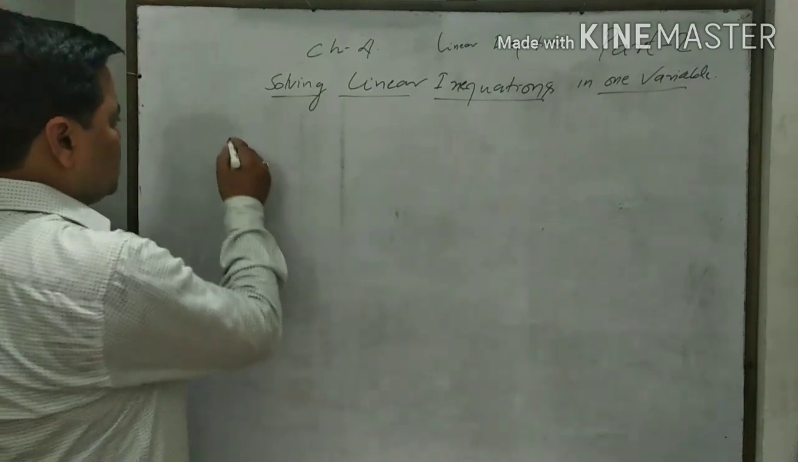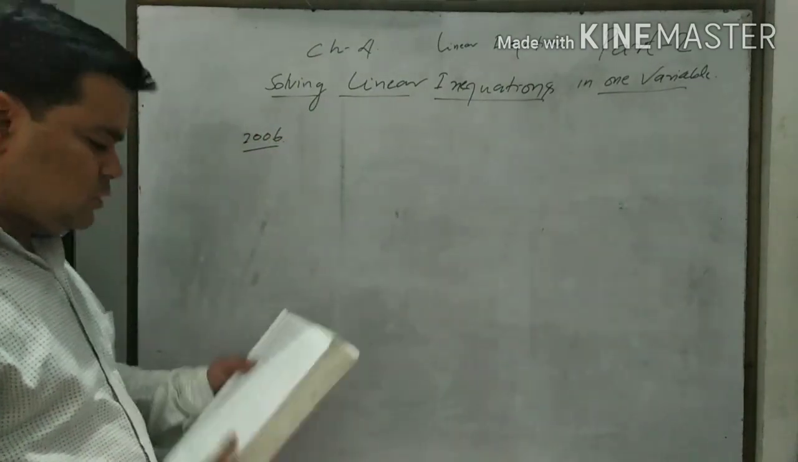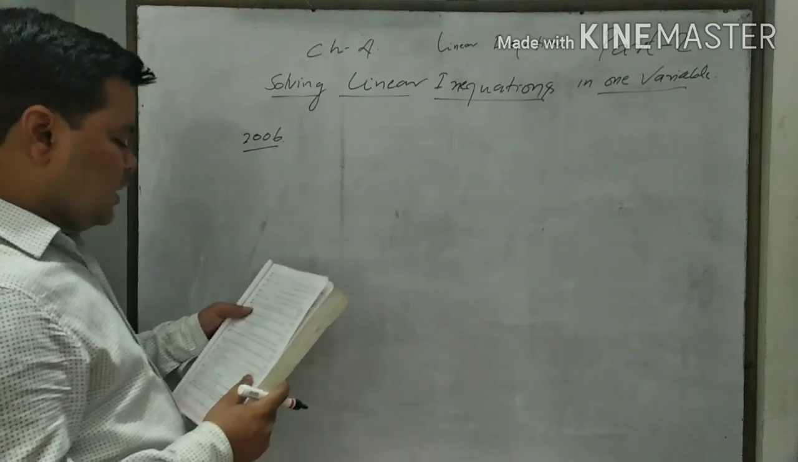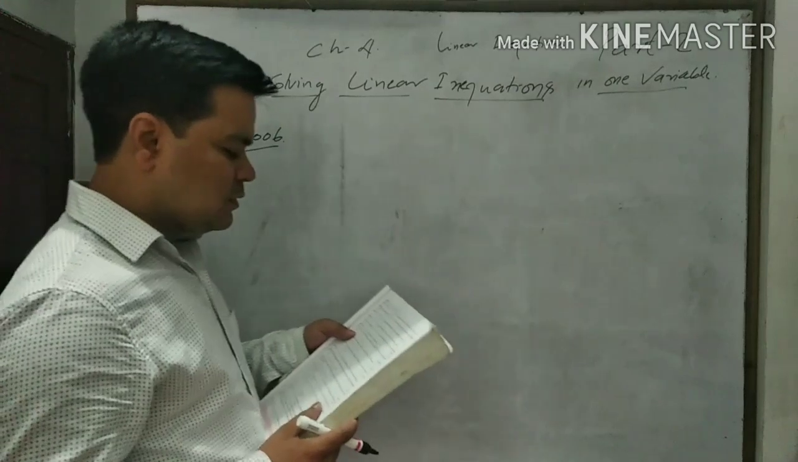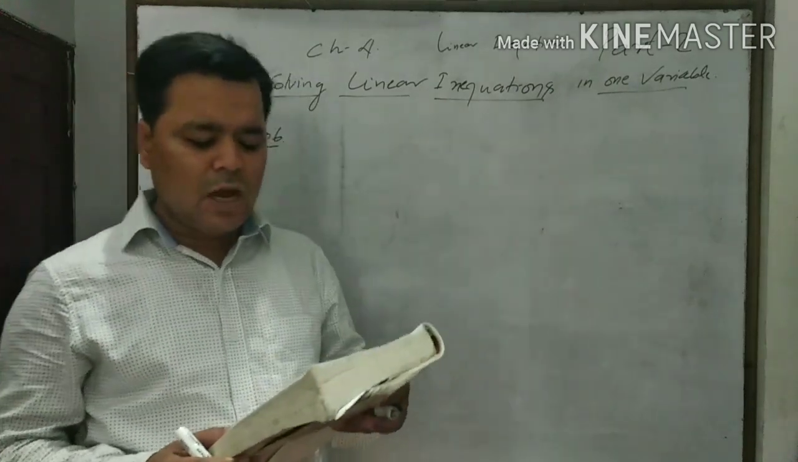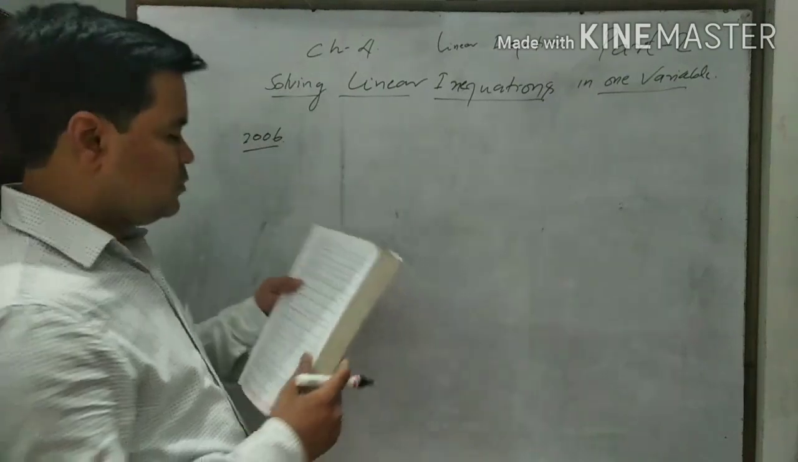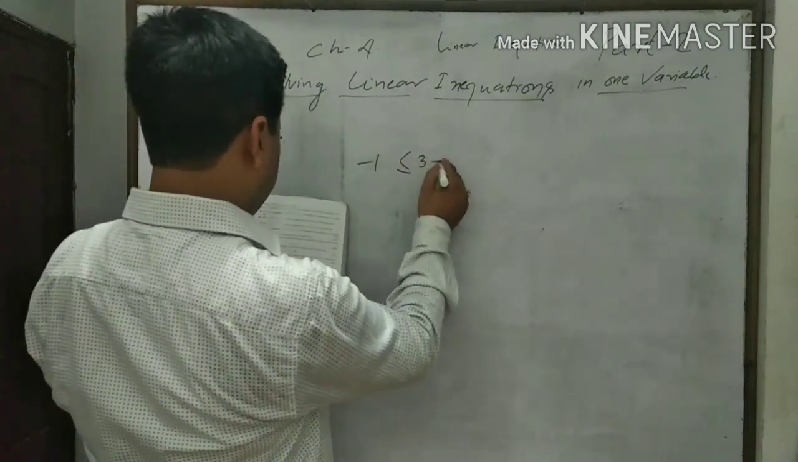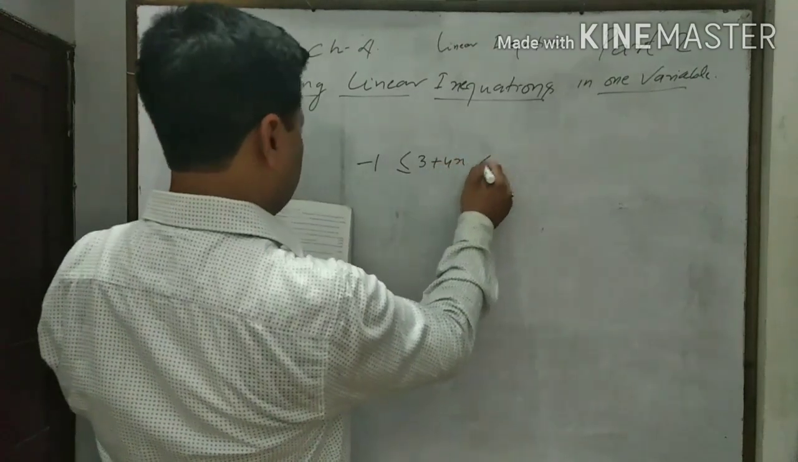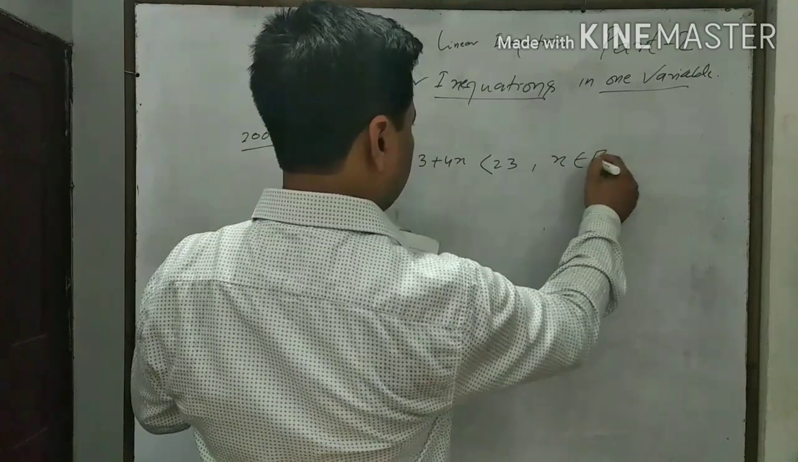2006. This was asked in 2006. The question is: given that x belongs to R, solve the following inequation and graph the solution on the number line. What is the question? It is -1 ≤ 3 + 4x < 23, where x belongs to R.